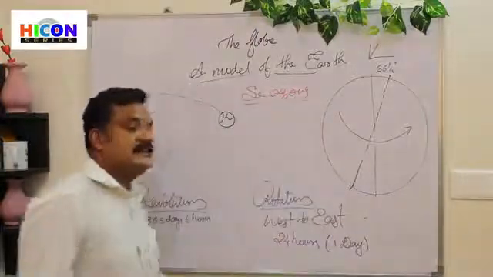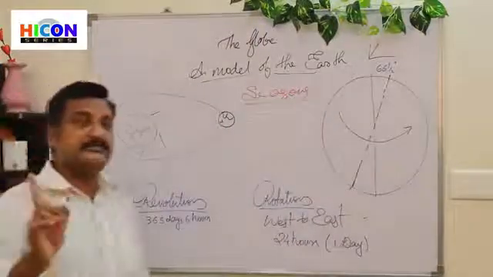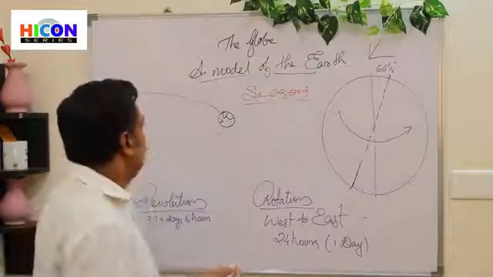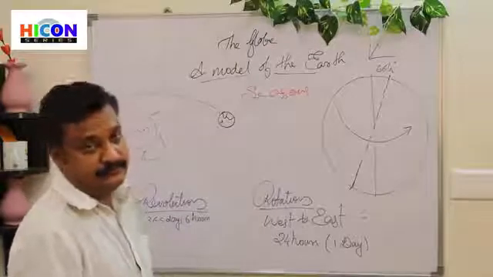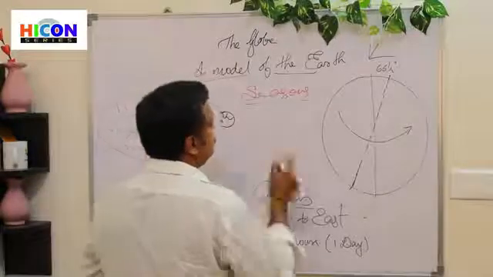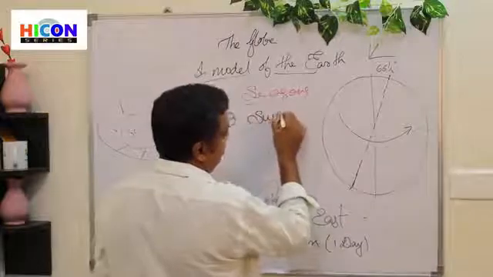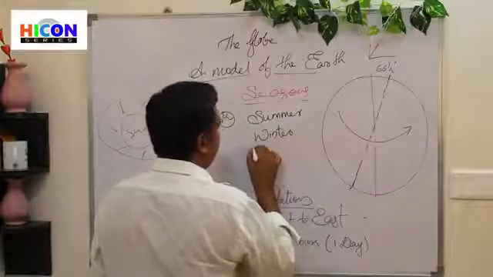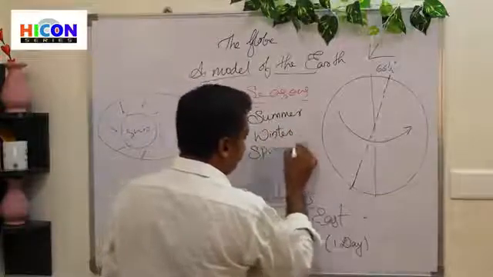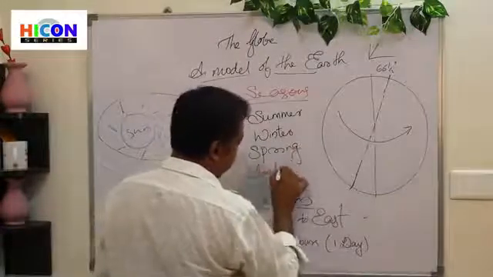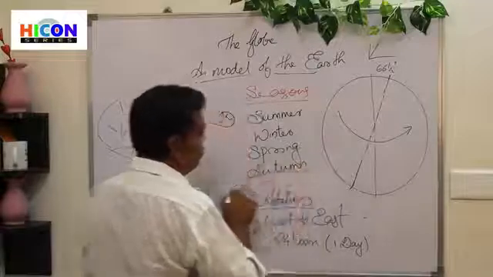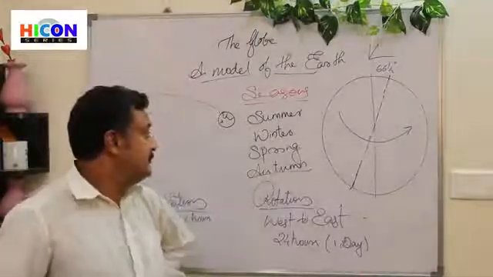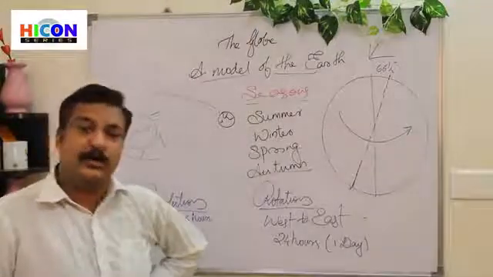We have seasons as the earth moves around the sun. Right? So, which are the major seasons that we have? We have summer, we have winter, we have spring, we have autumn. Okay, the 4 major seasons that we have are summer, winter, spring and autumn.